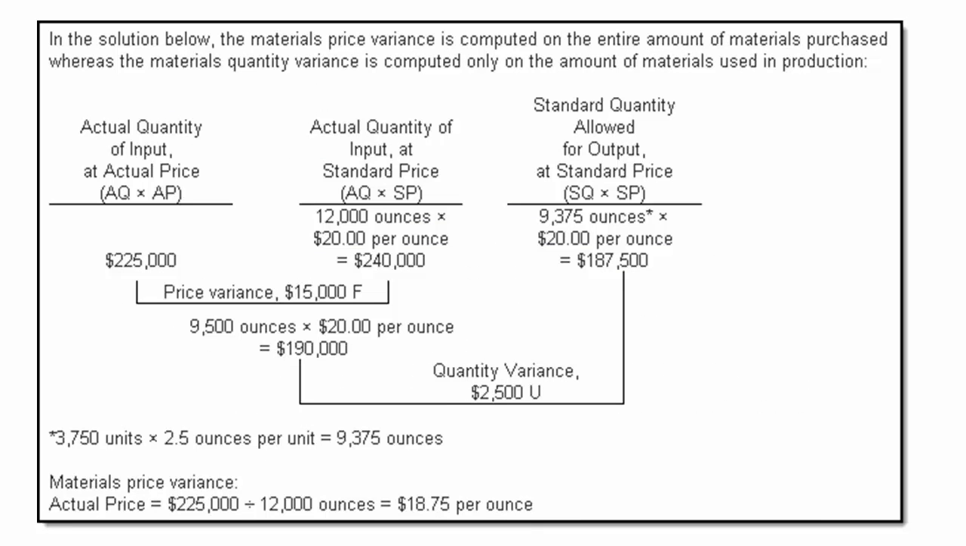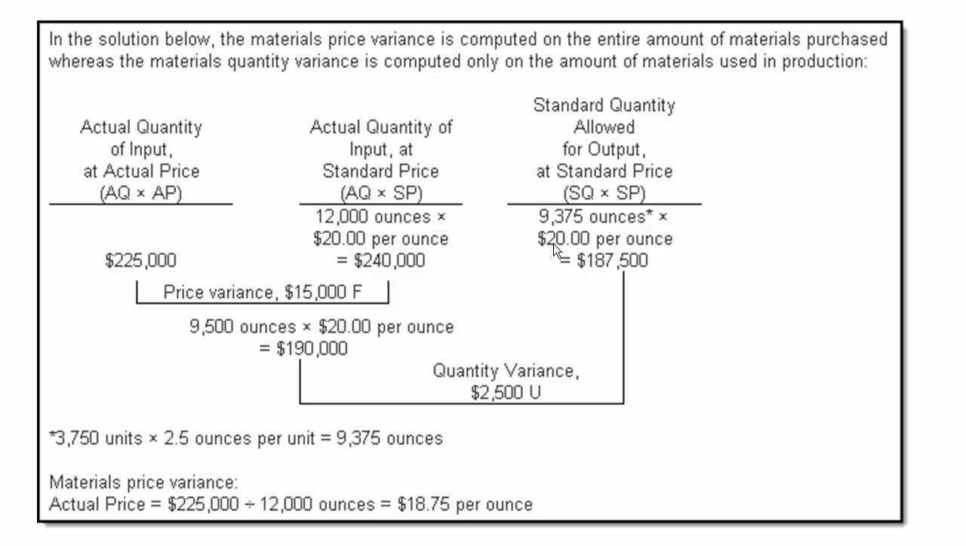Okay, and here you see the solution for the material price and quantity variances. Again, what we do is we have one column that's actual times actual. Actual quantity of input at the actual price, and on the far right it's always standard at standard. The standard quantity allowed for the output at the standard price. They gave us $225,000 as the total spending for materials. So that's our actual quantity times actual price.